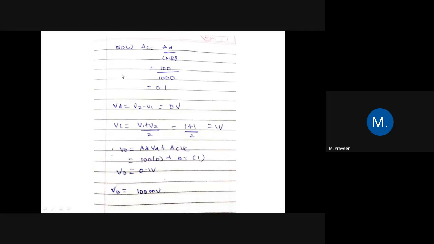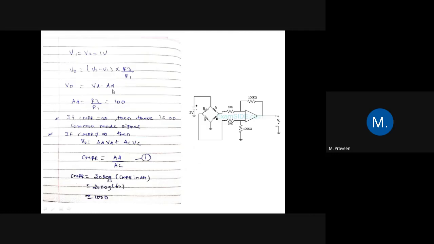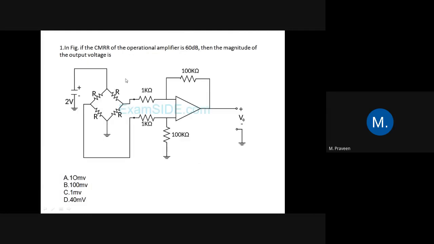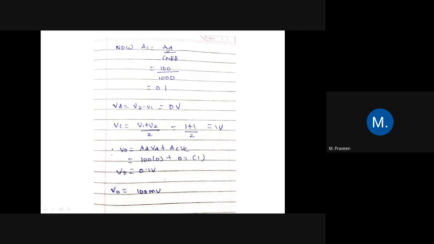Now we already found the AD value as 100. Now we have to find AC. AC is equal to AD by CMRR. So the AD value is 100 and the CMRR value is 1000. Now we got the AC value as 0.1.